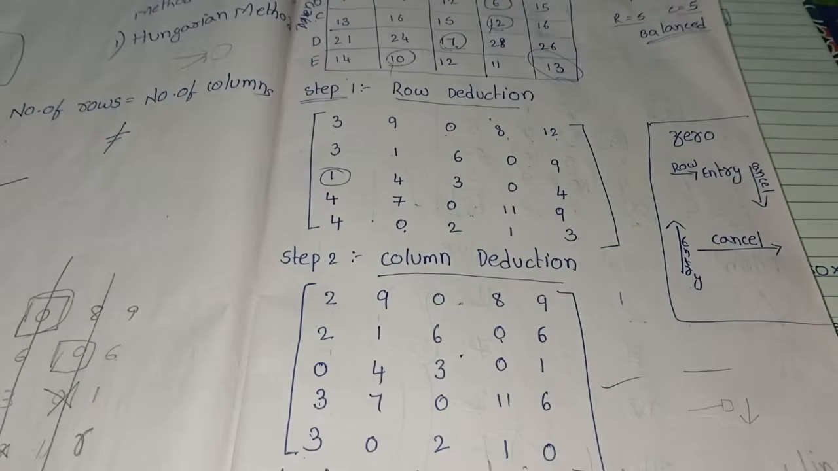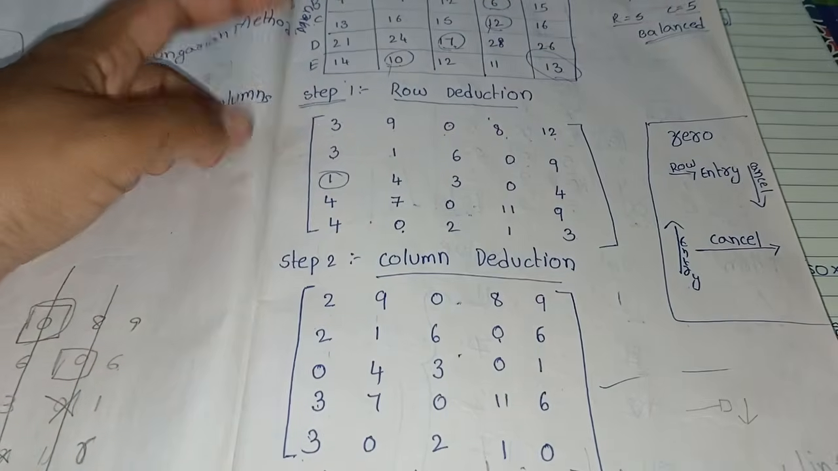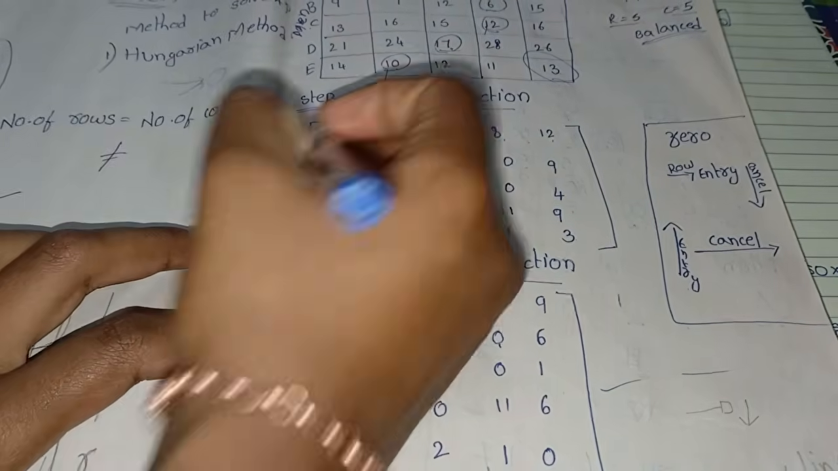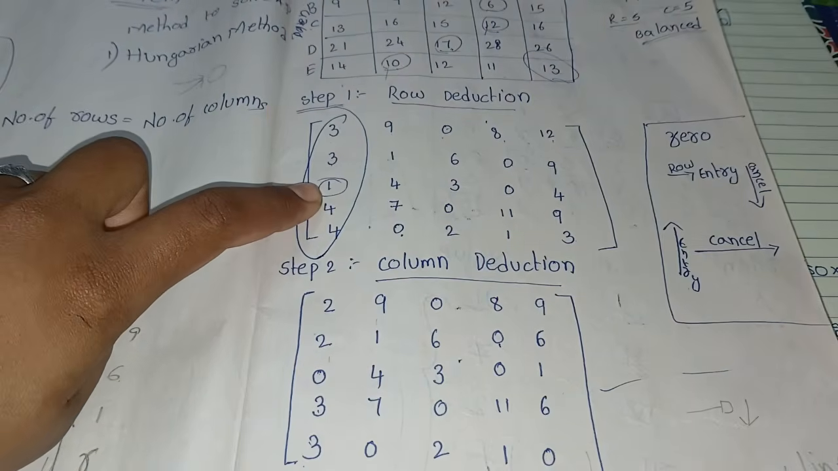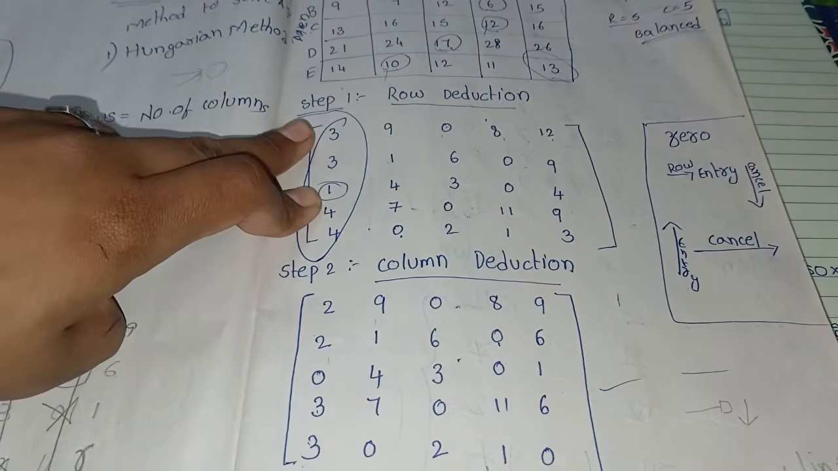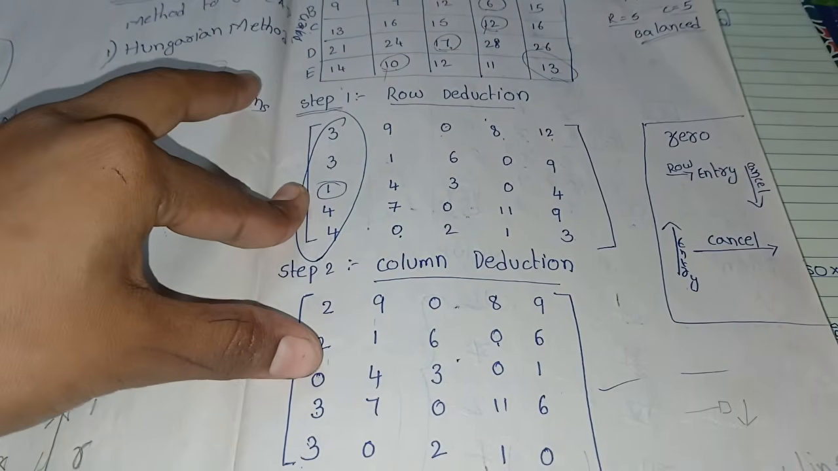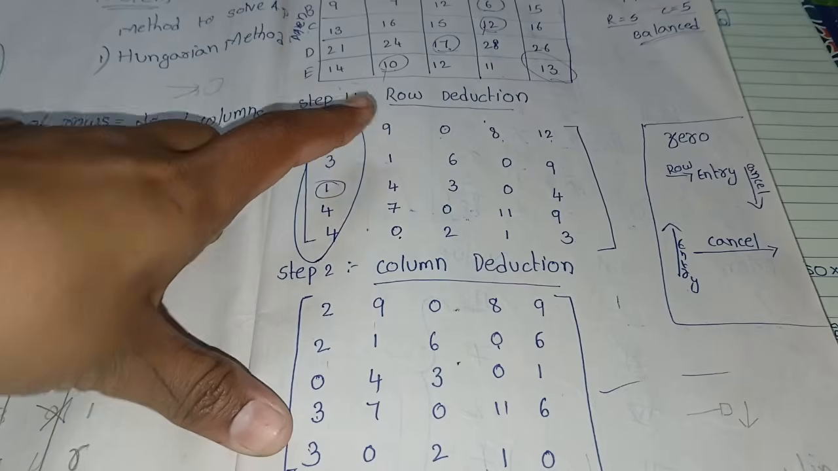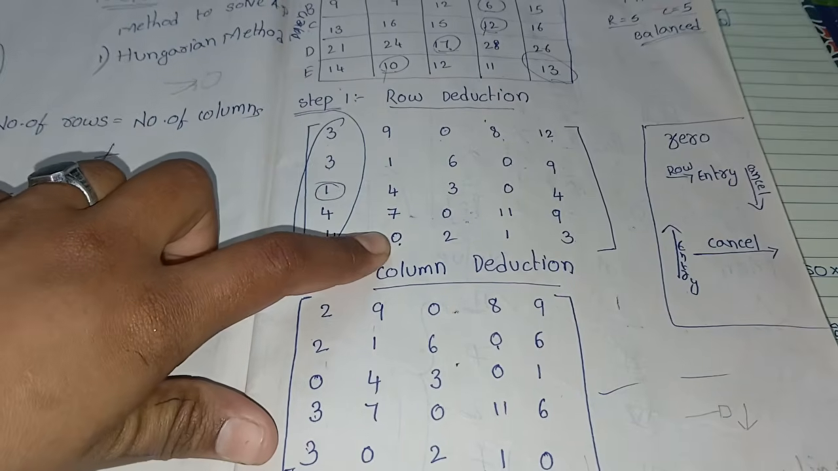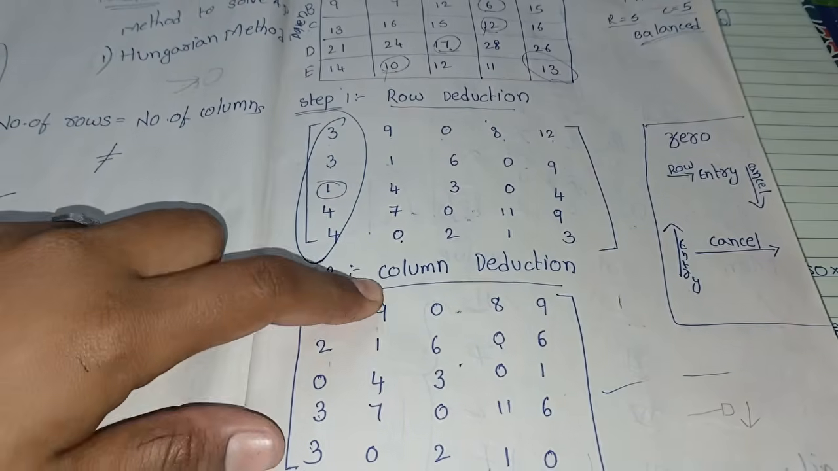Now, in step number 2, after step number 1, just look into the columns. In a column, what is the least value? 1. So 3 minus 1 is 2. 3 minus 1 is 2. 1 minus 1 is 0. 4 minus 1 is 3. Like that. Here, what is the least value? 0 only. 9 minus 0 is 9.